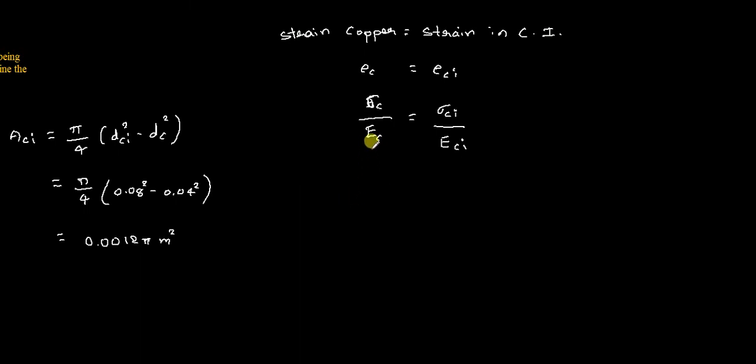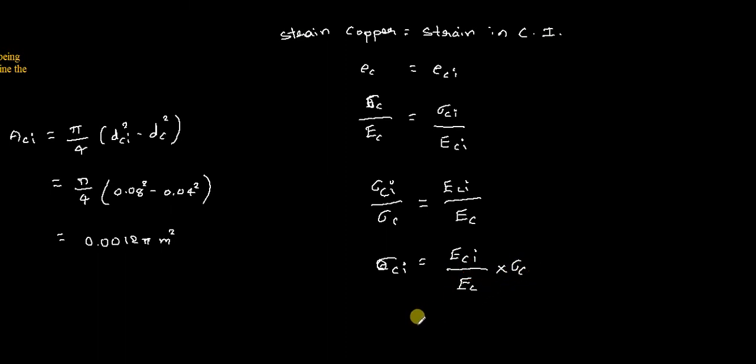Okay, so here Ec and Eci values are given, but we don't know sigma c and sigma ci. So for that we write sigma ci divided by sigma c is equal to Eci divided by Ec. Now sigma ci is equal to Eci divided by Ec into sigma c. When you substitute the values, Eci is 175 and Ec is 75, both of the same units, so we can consider the ratio directly into sigma c. We get the relation sigma ci is equal to 2.33 into sigma c. This is the relation we get, and let us call this equation 1.